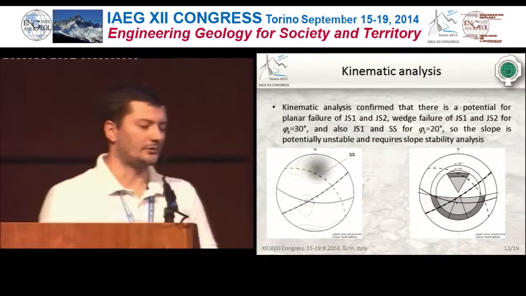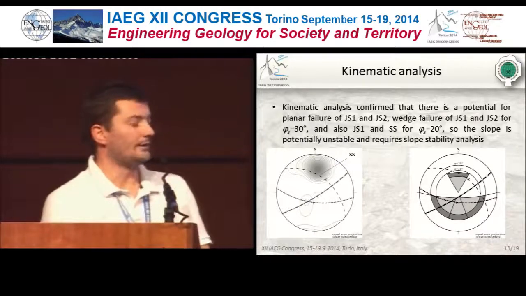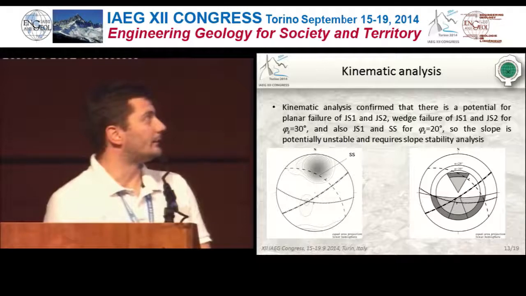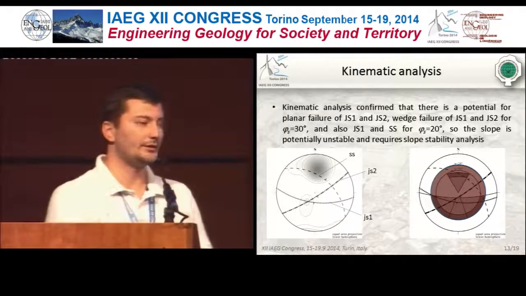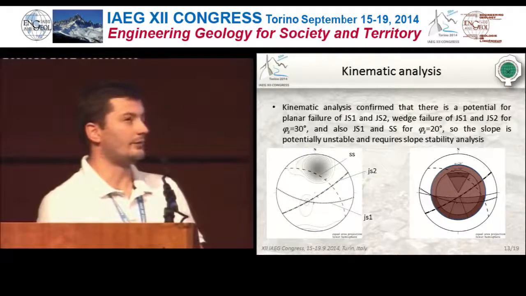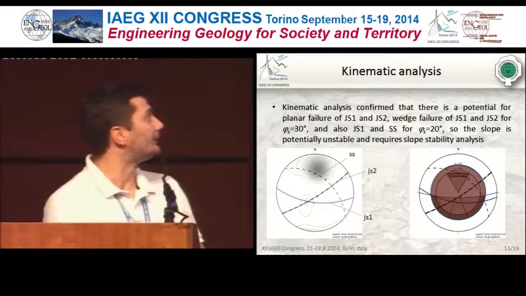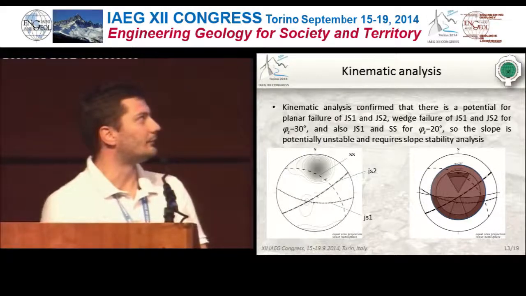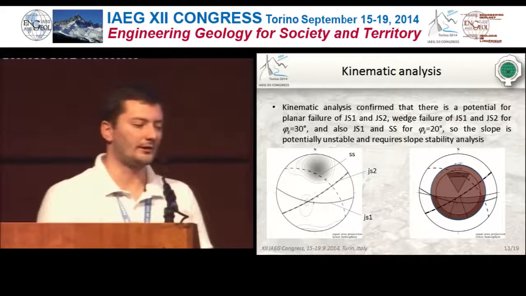After that, we performed the kinematic analysis, so we introduced to the stereonet the geometry of the slope. We added one case with friction angle of 20 degrees and another one with 30 degrees. In both cases, it is obvious that we have a planar failure potential for joint system 1 and also wedge failure possibility for joint system 1 and 2. So these are conclusions of our kinematic analysis.